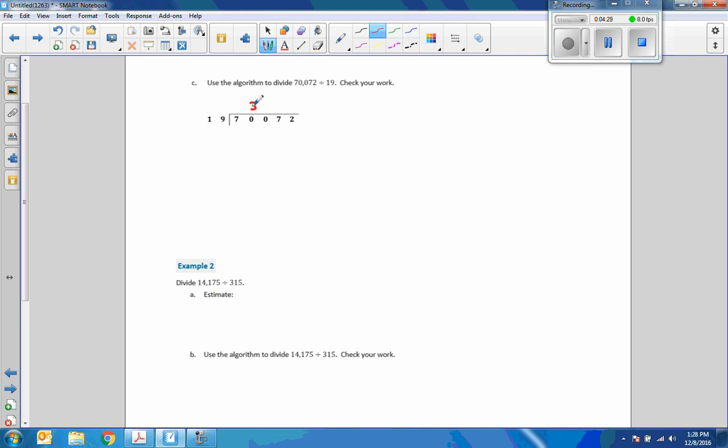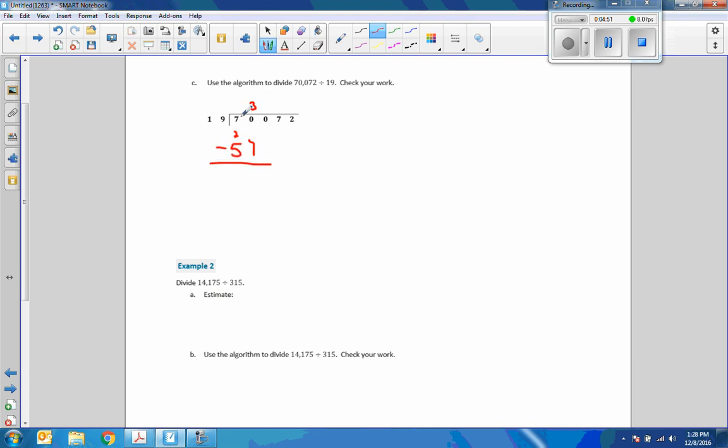So I put a 3 here. 3 times 9 is 27. Okay, but let's leave a space. Now we want to talk about our remainders and how we can manage our remainders and not forget about them. Leave a little space there and say 9 times 3 is 27. Put it down here and put your remainder right here. 3 times 1 is 3 plus 2 is 5.